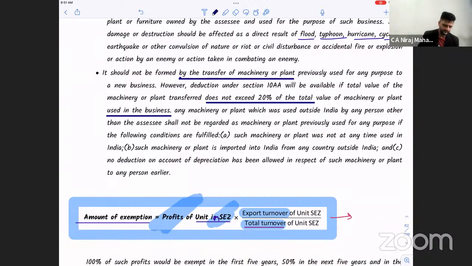Check what they are saying. The machinery was actually used outside India, but shall not be regarded as machinery or plant previously used for any purpose if these three conditions are satisfied. Why? Because in the starting, what did you say? It should not be formed by transfer of machinery or plant previously used for any purpose. So if you import, and all these three conditions are satisfied, no depreciation was given to anybody else, it was not at all used in India, it is imported from outside India, then such machinery is allowed. Again, I don't expect questions on this, but because it is part of your theory, that's why we have covered it.